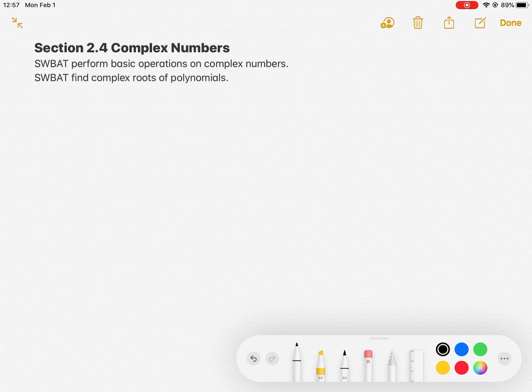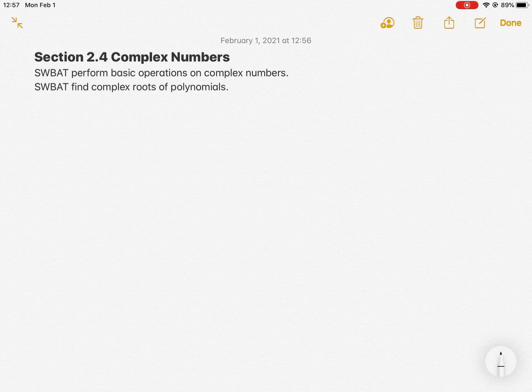Moving on to section 2.4, we'll now be discussing complex numbers, or imaginary numbers, you might have heard these called as well. And there's really two goals. The first one is just what we can do with complex numbers. So we'll be adding, subtracting, multiplying. But then we're going to relate this back to what we've been talking about in chapter 2, which is finding roots of polynomials. So to begin with, I want to first talk about what these things are, complex numbers.